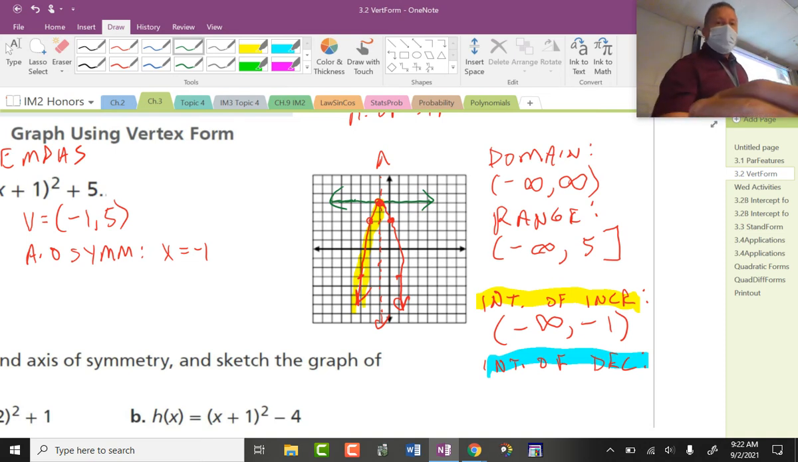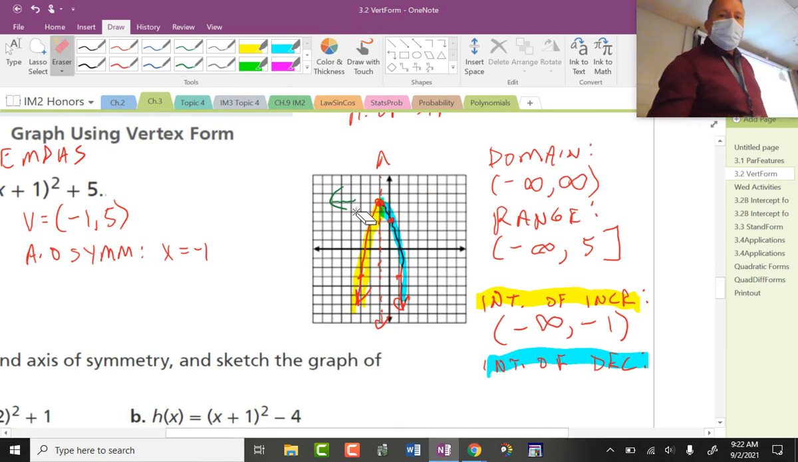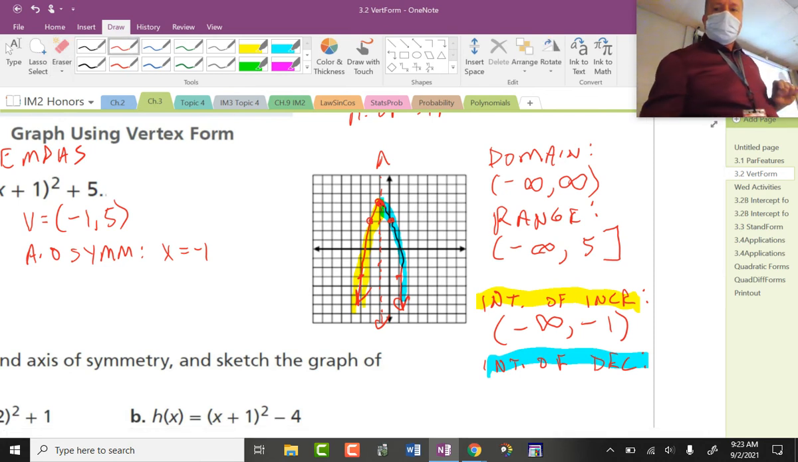Right? And then really getting the idea of what including and not including means. I'll erase that tangent line, getting all specific with that. And hopefully you know that this is from negative 1 to infinity.